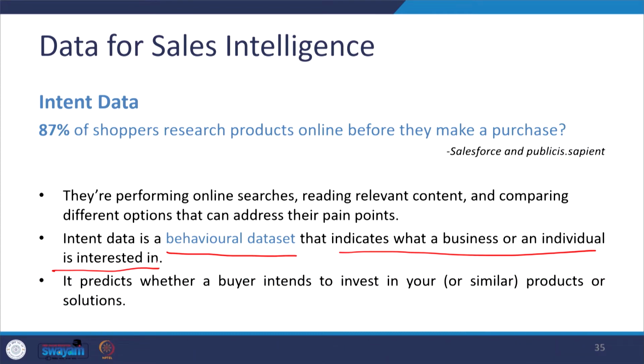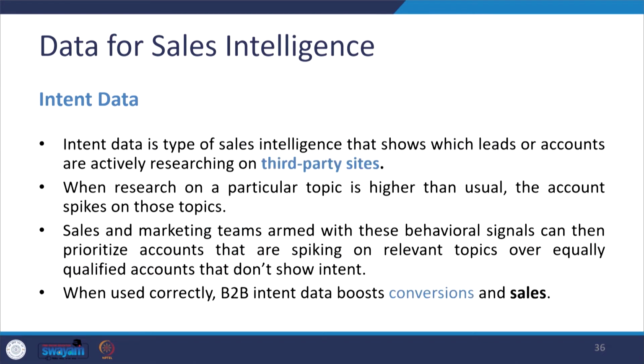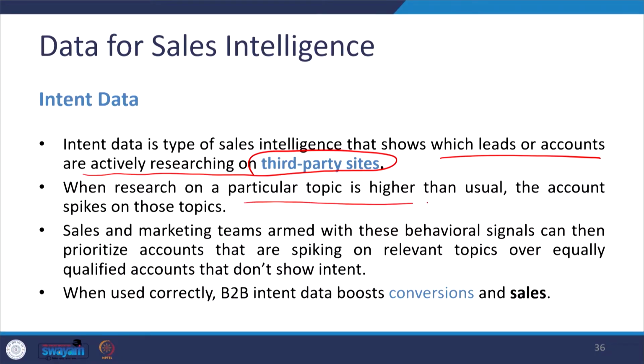Intent data is a behavioral data set that indicates what a business or an individual is interested in. It predicts whether a buyer intends to invest in your or similar products or solutions. Intent data is a type of sales intelligence that shows which leads or accounts are actively researching on third party sites. This activity is not happening on your website or your social media handle. It is happening on third party websites or with other vendors. When research on a particular topic is higher than usual, the account spikes on those topics.